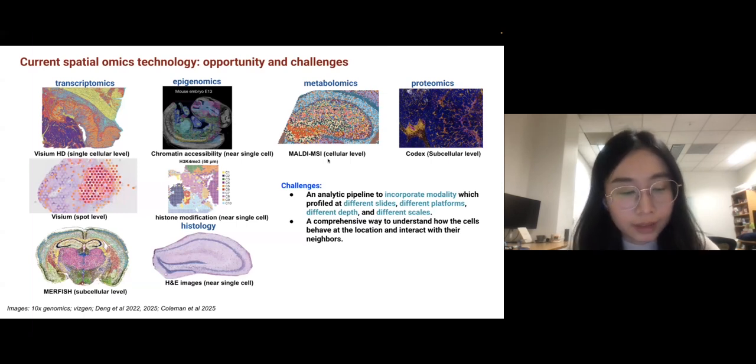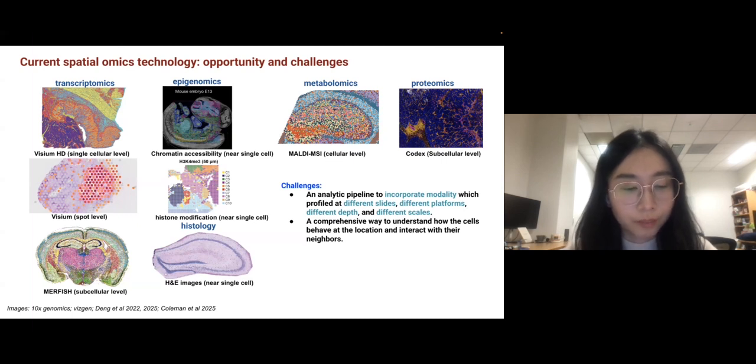So because more and more data has come out, there's a need that we want to integrate these datasets. And I think one of the major challenges here is how we can integrate them with different scales and also their different profiling depths.